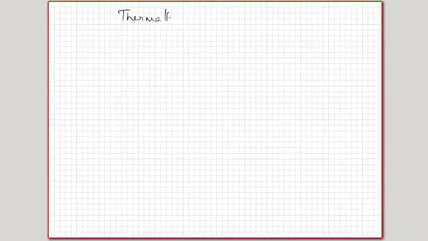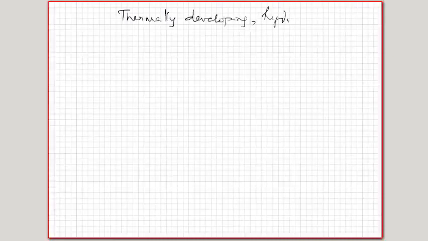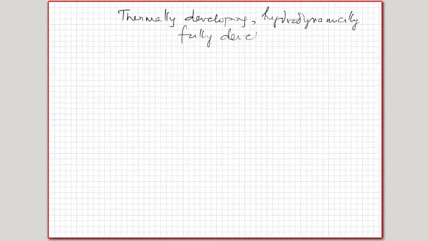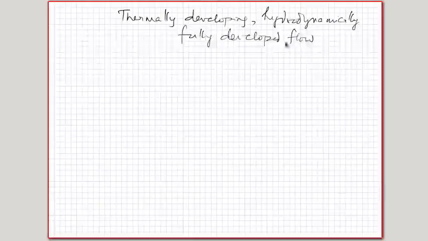So we'll look at thermally developing, hydrodynamically fully developed flow. Okay, and we are still looking at laminar.